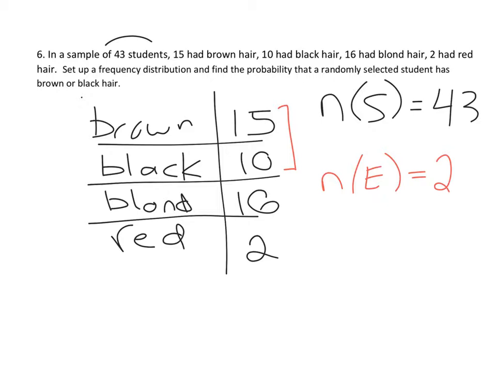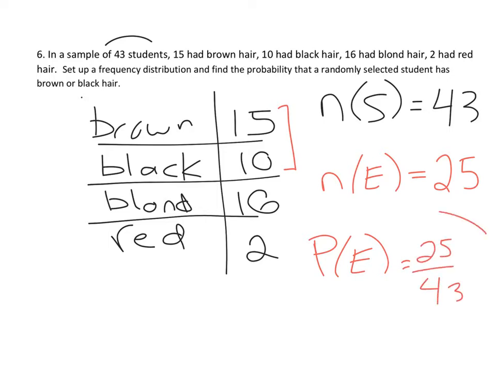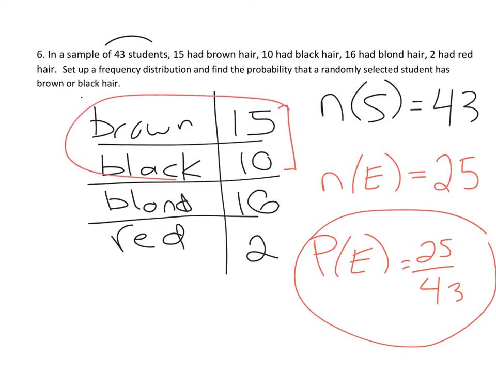Well, there's 25, right? Because any of the 15 brown-haired students, if any of those 15 students get chosen, that would be 15 different ways of making this happen. But there's also the 10 students with the black hair, right? So those 10 students are also ways of getting things chosen, right? So the probability of this happening, of getting a student with brown or black hair, is 25 over 43, right? There are 25 total students who have brown or black hair out of 43 total.